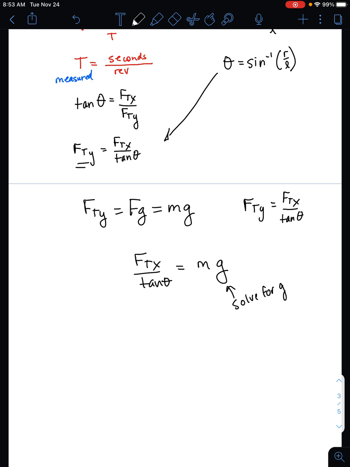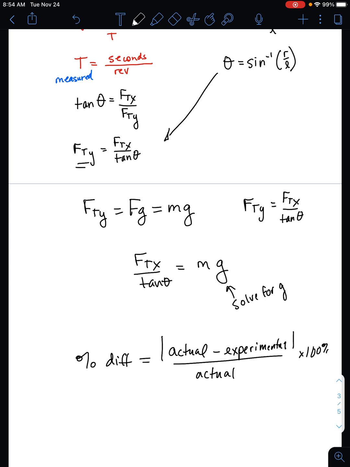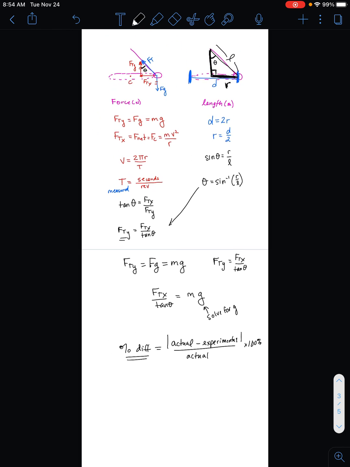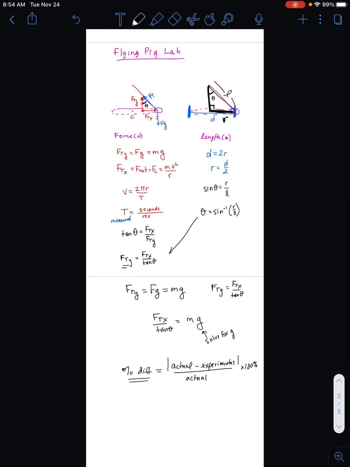Once we've solved for G, we're going to compare it to our known value. When we find a percent difference, we're going to take our actual value of 9.8 and subtract the experimental value we got when we solved for G. It's going to be the absolute value of that, divided by the actual value, 9.8. We're going to multiply that by 100% to find what our percent difference was from the lab and to see how good of a job we did solving for G, the acceleration due to gravity, by looking at a flying pig flying in a circle.